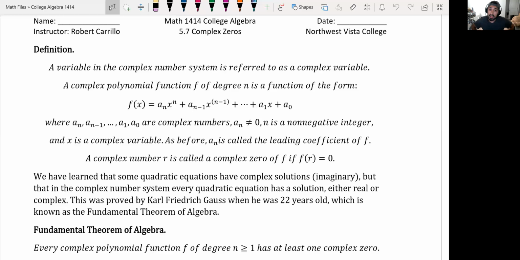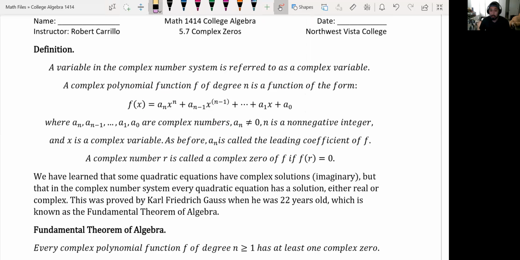A variable in a complex number system is referred to as a complex variable. A complex polynomial function of degree n is a function of the form... And once again, we see that really complicated looking function form. But remember, it just means highest power to lowest power to constant, right? Leading term, and with your constant in descending order.